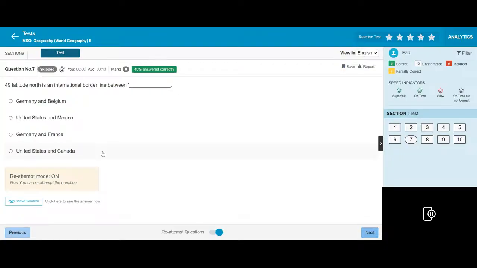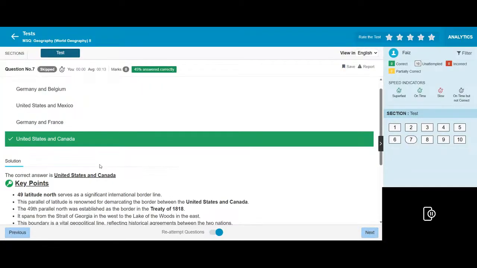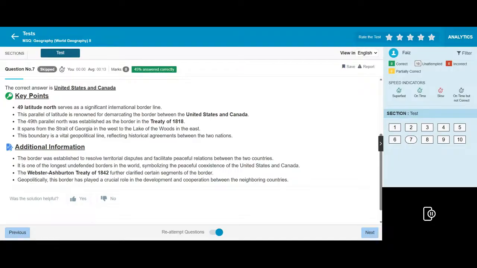The 49th parallel north is the international boundary line between the United States and Canada. The 49th parallel north is a significant international border line. This parallel of latitude is known for demarcating the border between the United States and Canada. It spans from the west to the Lake of the Woods in the east. This is a vital geopolitical line reflecting historical agreement between the two nations.